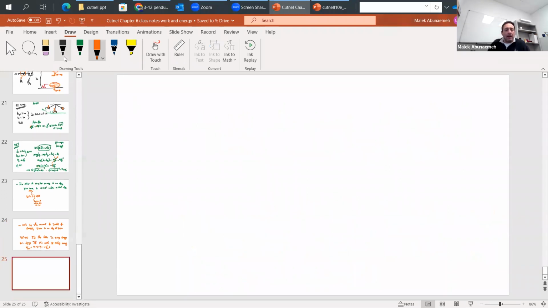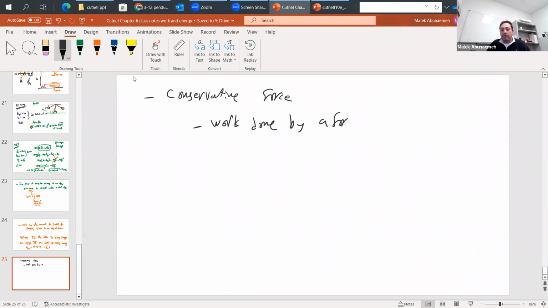Now, there are two types of forces we're going to be talking about. The first one is your conservative force, where the work done by a force depends on the initial and final position.